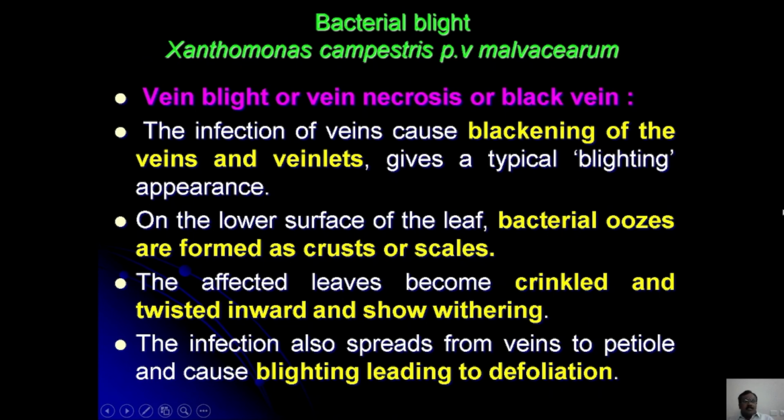And in the third stage, that is the veinal blight or vein necrosis or black vein stage, the infection of the vein leads to blackening of veins and veinlets and gives a typical blighting appearance. And on the lower surface of the leaf, you can see the bacterial ooze which forms a crust or scale on the undersurface of the leaf. The affected leaves become crinkled, twisted inward, and show withering symptoms. The infection also spreads from the vein to the petiole, leading to blighting and defoliation.